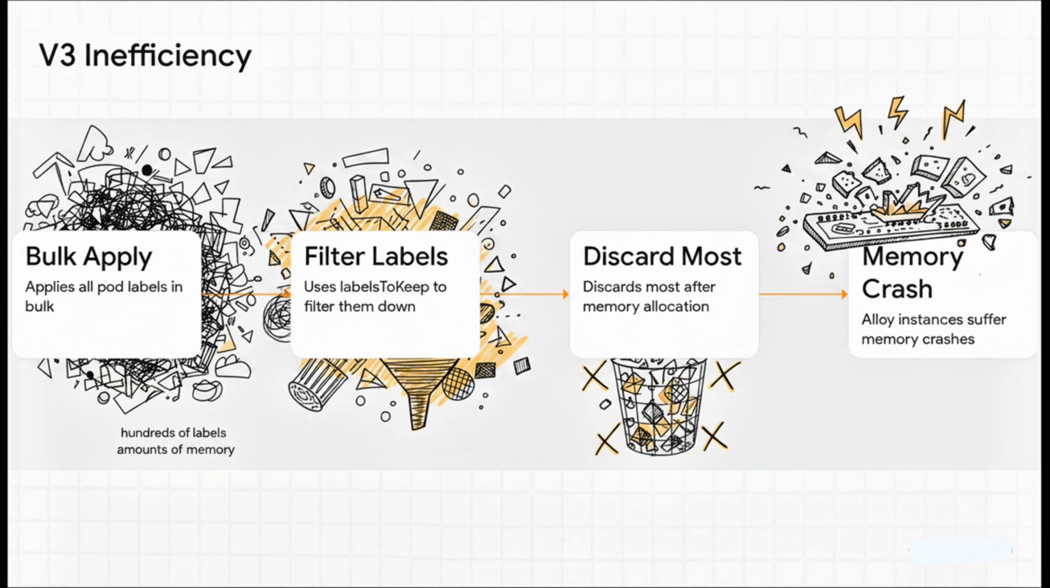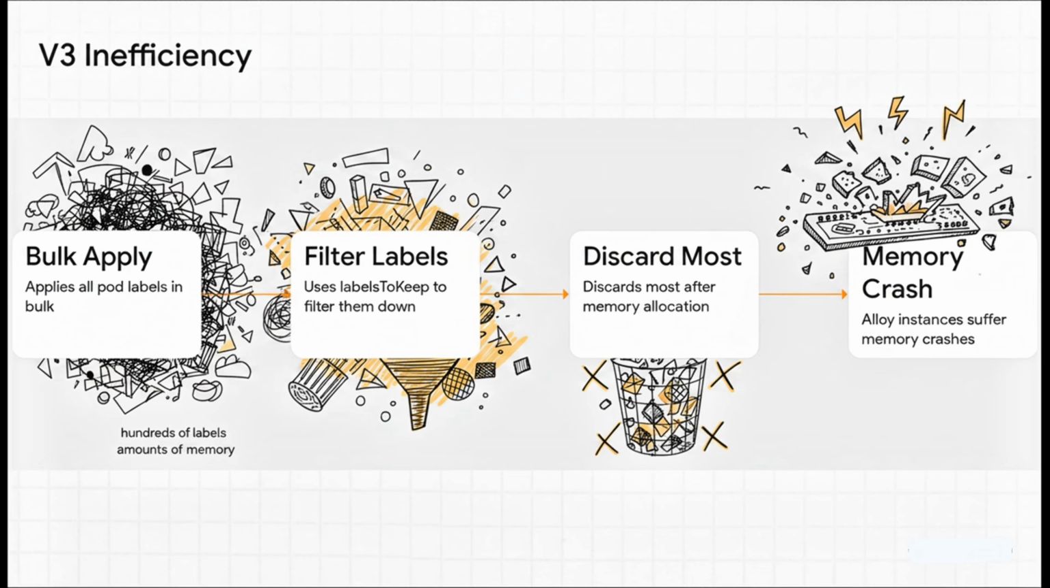Let's walk through the flawed pipeline logic that caused so much grief. In V3, the chart's approach to the pod log pipeline was, well, incredibly inefficient. First, it would grab every single Kubernetes pod label and annotation and just apply them all in bulk as log labels. Then, it would check a list you defined called labels to keep to filter them down. And finally, it would just discard the vast majority of those labels it had just collected.